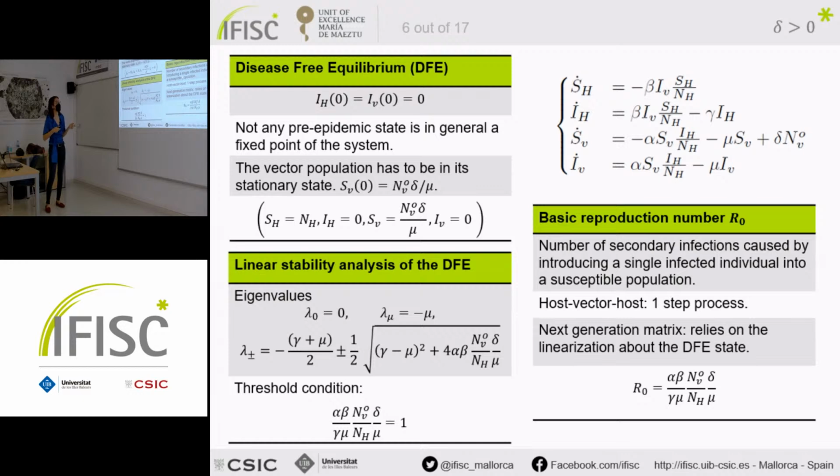We understand it as a one-step process because we are interested in the infection of the host, and we see the vector only as a means of transmitting the disease. So with this supposition, and using the next generation matrix method, which relies on the linearization about the disease-free state, remember that this is the disease-free state, we get that the basic reproduction number for this model is this one, and we see that the threshold we recover is the same as from the linear stability analysis.